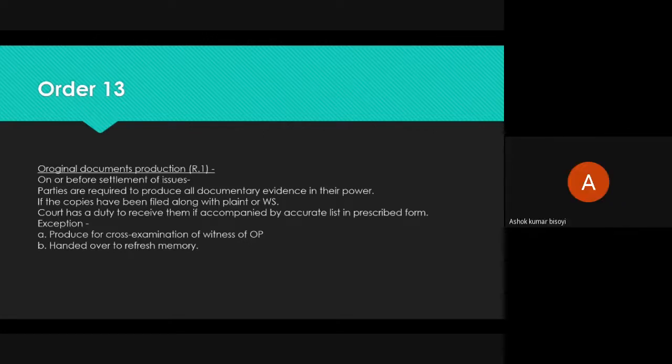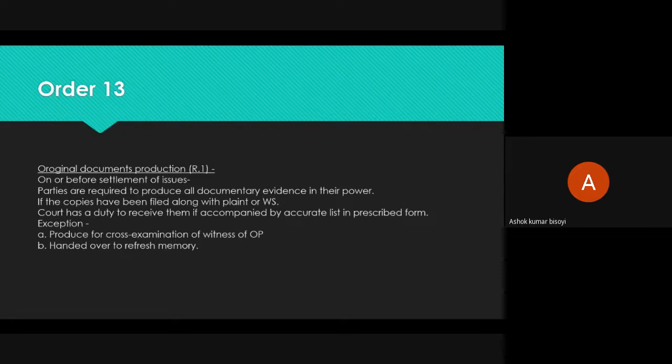Now, when you give the document, court has a duty to receive them. Court will receive them and keep them in the record if it has been accompanied by the accurate list in the prescribed form that has been prescribed by the High Court. Then the court has to receive the same.